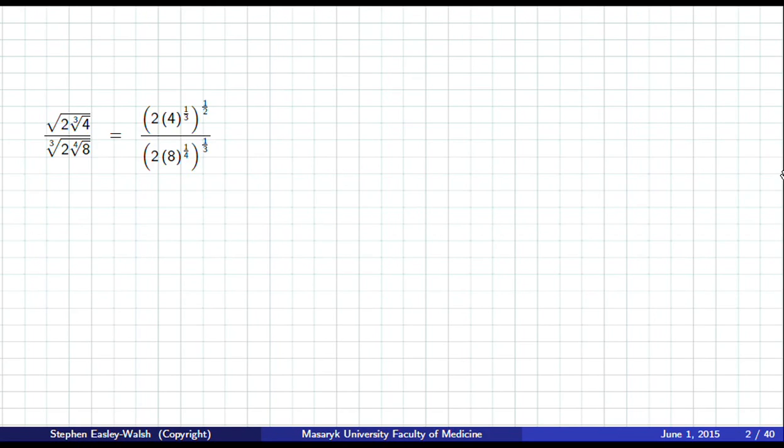Okay, so the first thing to do here is to change those roots into powers. Cube root is power 1/3, and square root is power 1/2, and the fourth root is power 1/4. Next, we will change that 4 in the numerator to 2 squared, and the 8 in the denominator to 2 cubed.